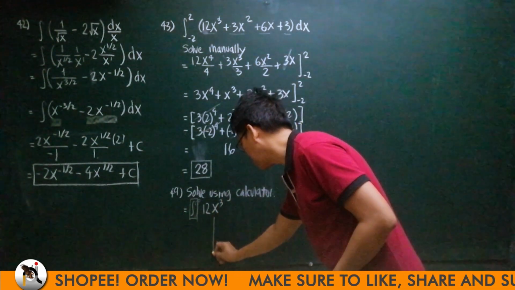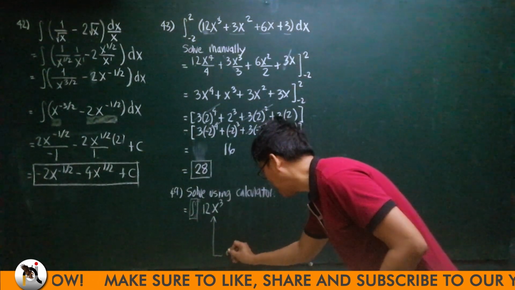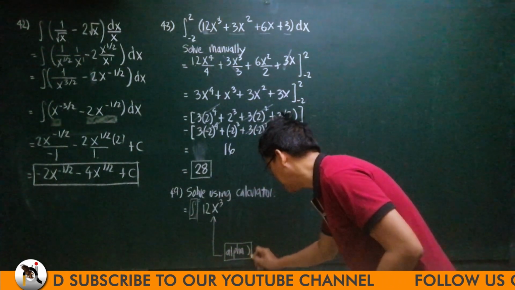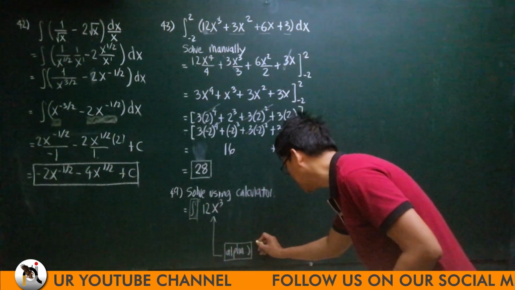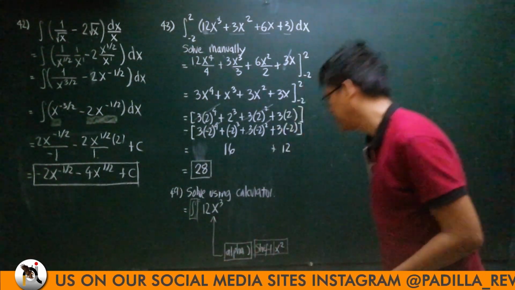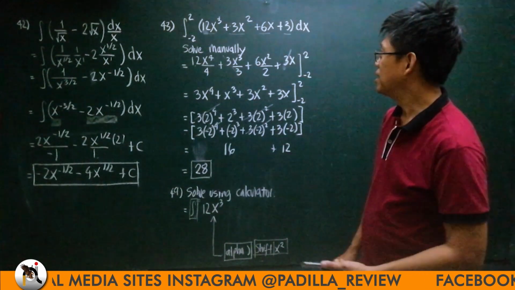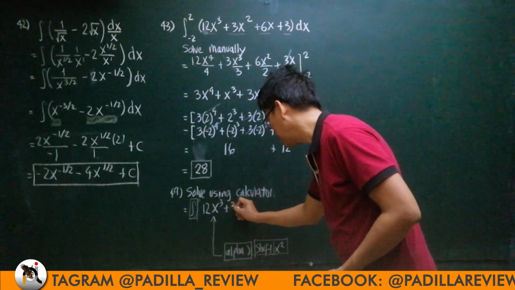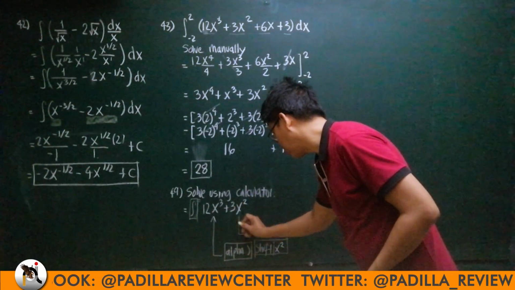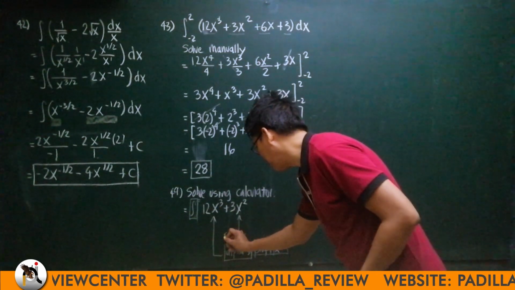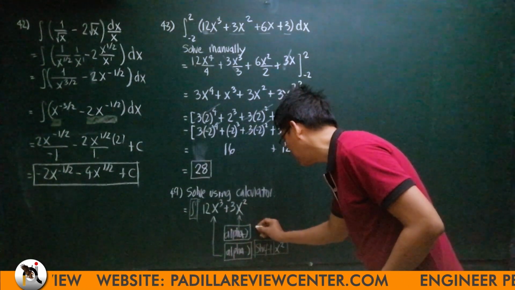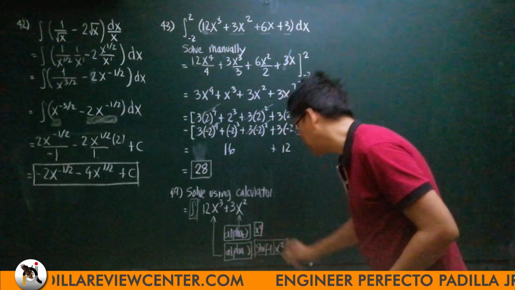How do you input this in your calculator? This is going to be alpha close parenthesis. This is the x. For cube, this is shift x squared key. Okay? So this will be x cubed. Then plus 3 x squared. So to input x squared in your calculator, you have alpha close parenthesis, this is the x, right? Then for the squared, you press x squared.